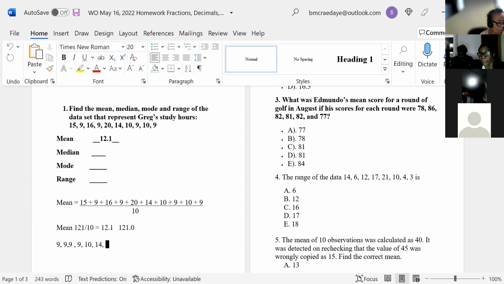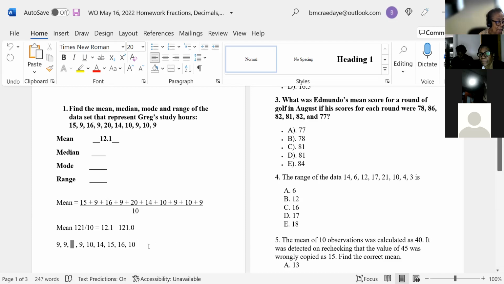What's the next one? 15, 15, 16, 16, and then we have 20. Okay. That's a total of... Did you make sure you got them all? That's a total of 10.